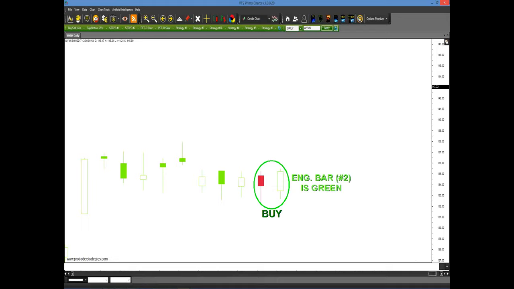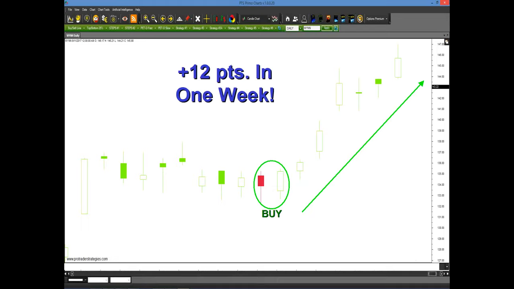You see, most trending tools would not even find a trend here, but that's how sensitive the PET D is. That's how sensitive this translator is. And the stock went up 12 points in 1 week. This is where most people say, gosh, I wish I had known that was going to take off, but it really wasn't giving me any clear signals.